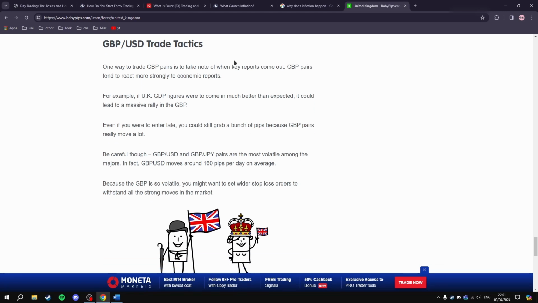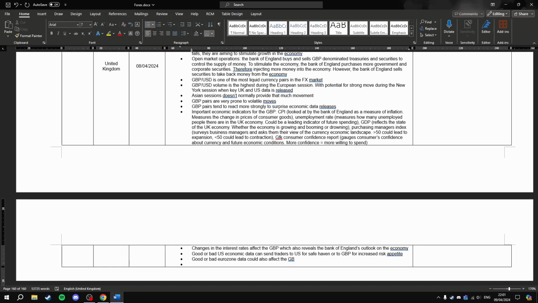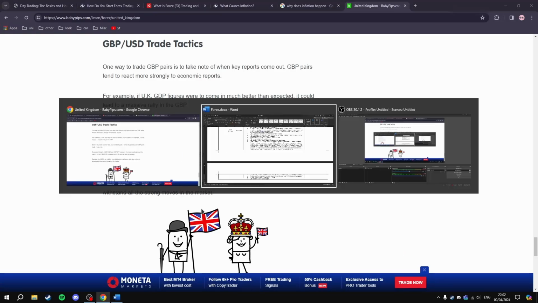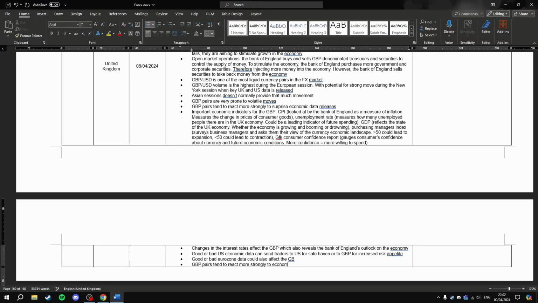GBP USD trade tactics. One way to trade GBP USD pairs is to take note of when key reports come out. GBP pairs tend to react more strongly to economic reports.